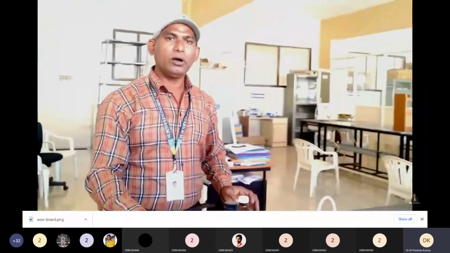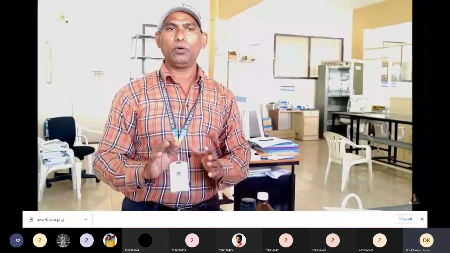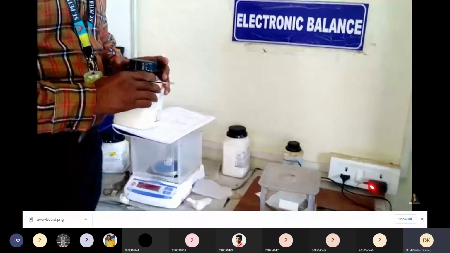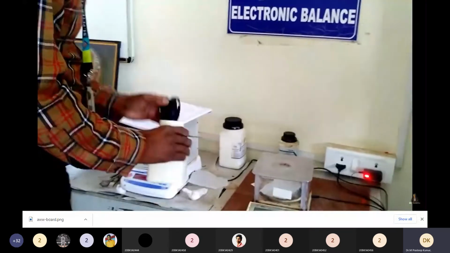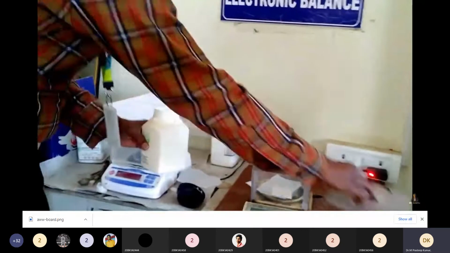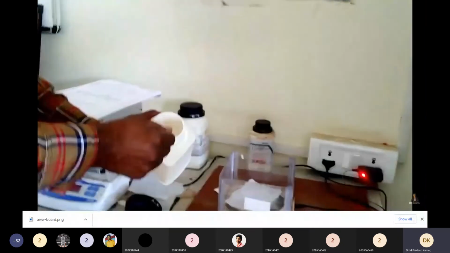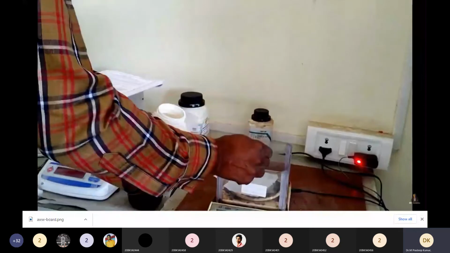How can you prepare the compound? First, we have to weigh out 2 grams of salicylic acid. You have to weigh out exactly 2 grams of the compound, carefully.